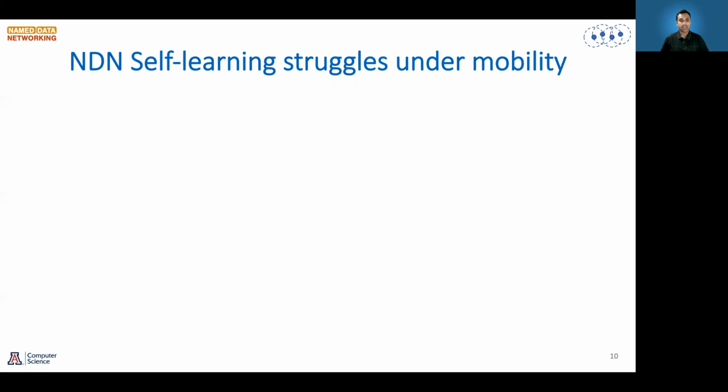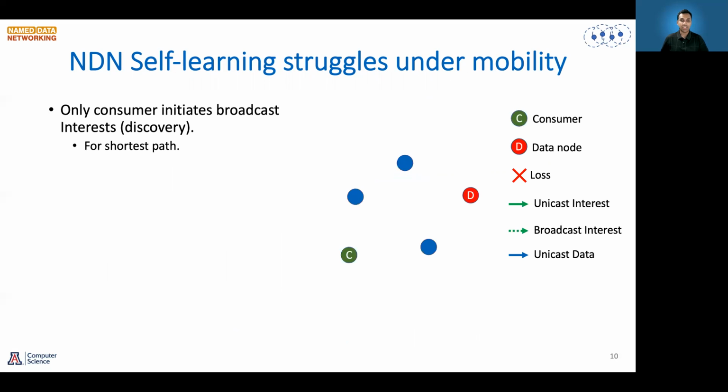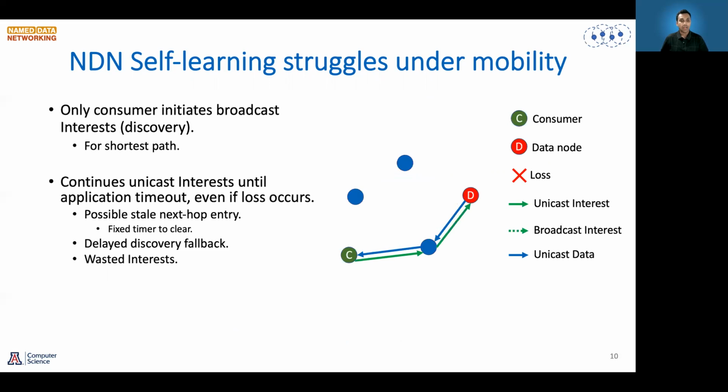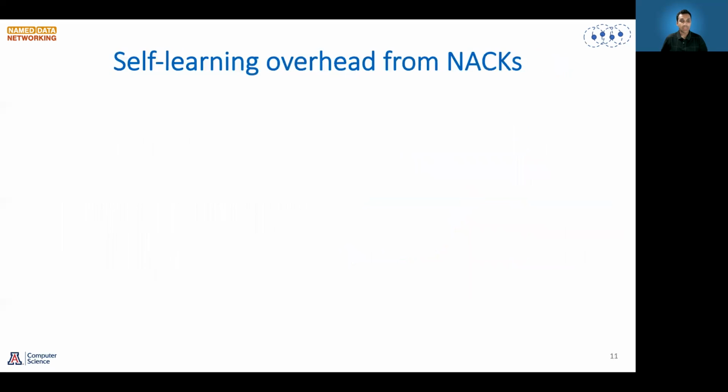Next, the NDN self-learning strategy for local area networks struggles under mobility. Only a consumer initiates broadcast interest, or discovery, to learn a next hop on the shortest path and switches to unicast. This unicast phase continues until an application timeout, even if packet loss occurs in between. This leads to delayed discovery feedback, and many unicast interests are wasted.